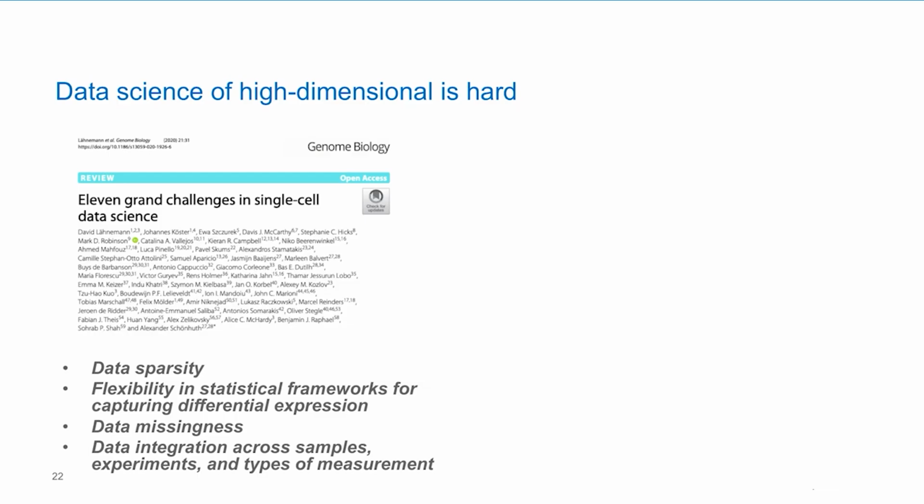This informed us of areas that need attention, some of which are outlined below, like data sparsity, flexibility in statistical frameworks that needs to be understood for capturing differential expression, data missingness issues, and data integration across samples, experiments, and various types of omics measurement.